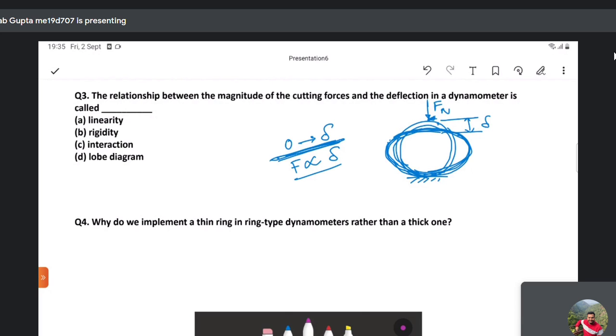So suppose the material is following a hysteretic loop. Suppose during the loading it is going like this, and during unloading it is coming like this. So due to hysteresis, it is storing some amount of energy. For this type of material, you can't use it for dynamometry or force measurement. So you need to have a linear relationship between F and delta. This is the loading part, and this is the unloading part.